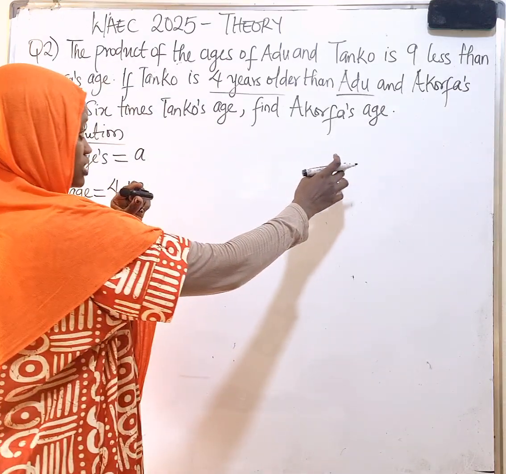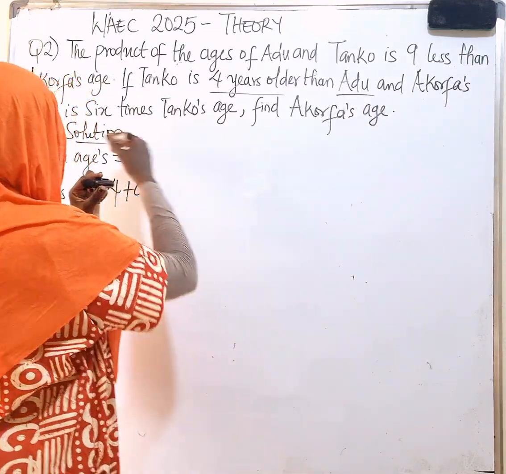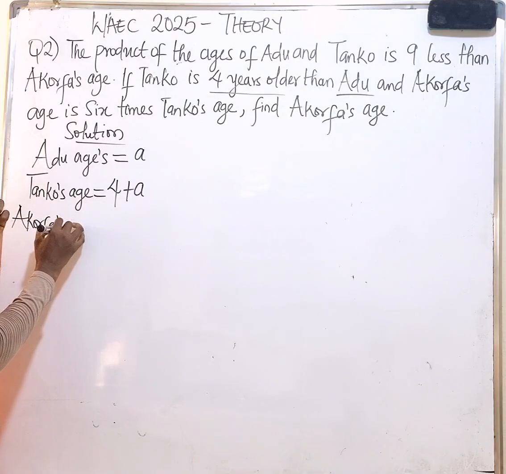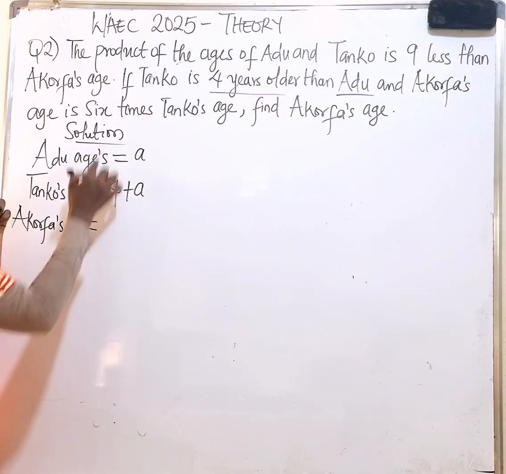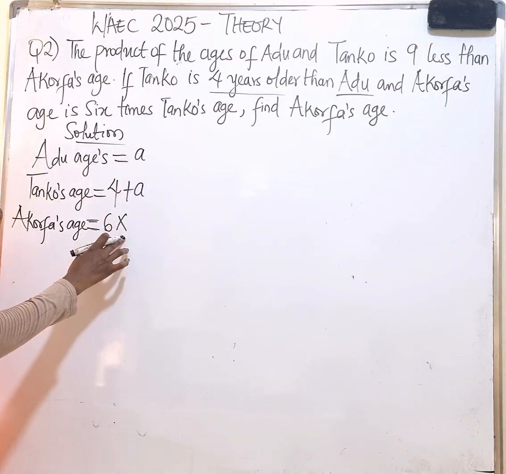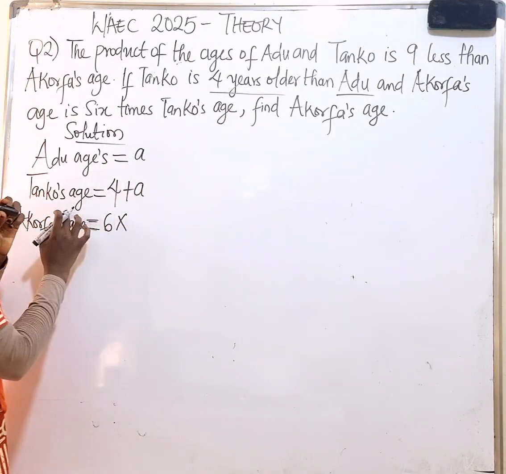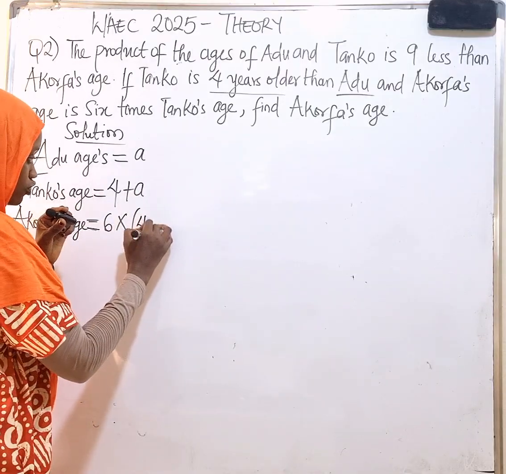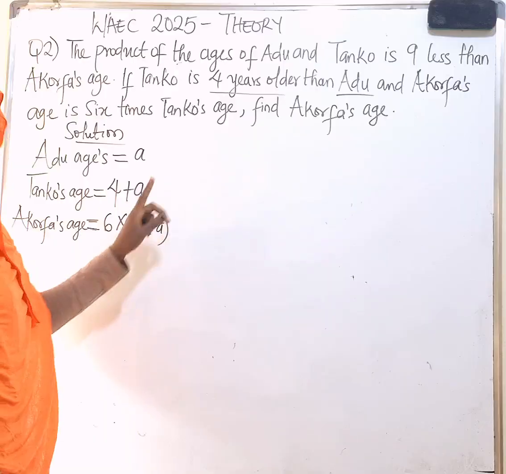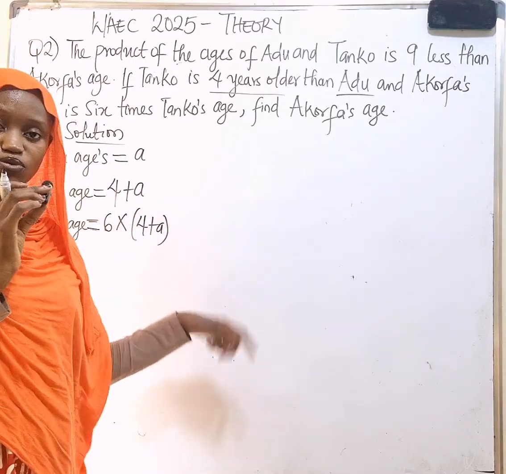And the next statement says Akofa's age. The third child here is Akofa. Akofa's age is equal to what? 6 times, which means multiplication, right? Tanko's age. And Tanko's age is what? 4 plus A. So Adu's age is A, Tanko's age is 4 plus A, while Akofa's age is 6 times 4 plus A.